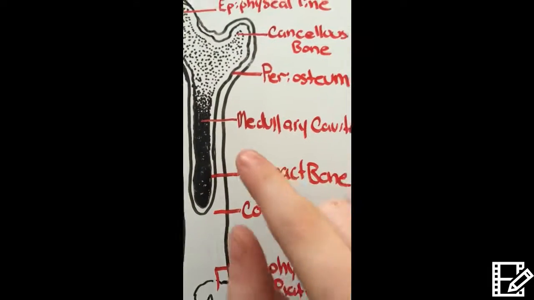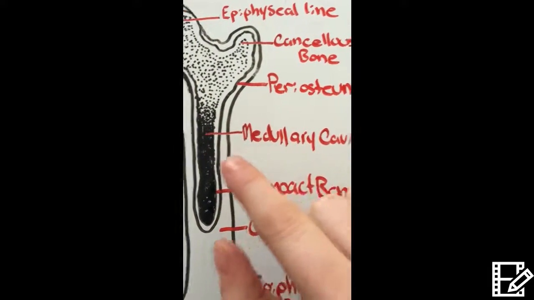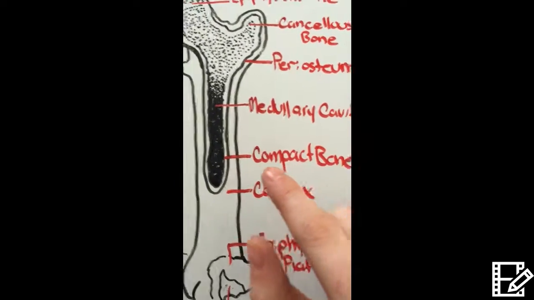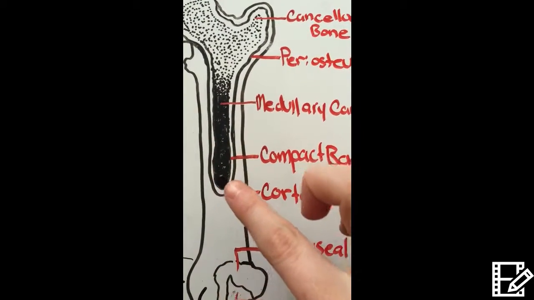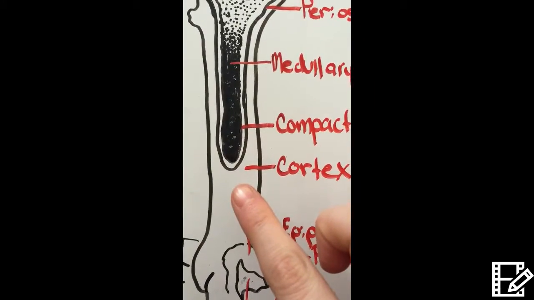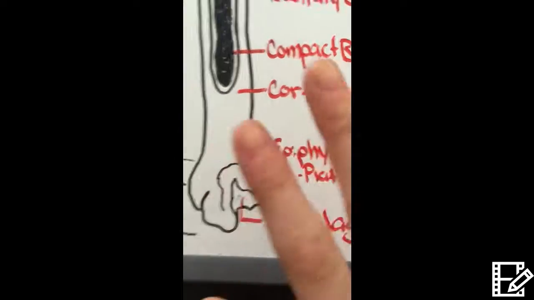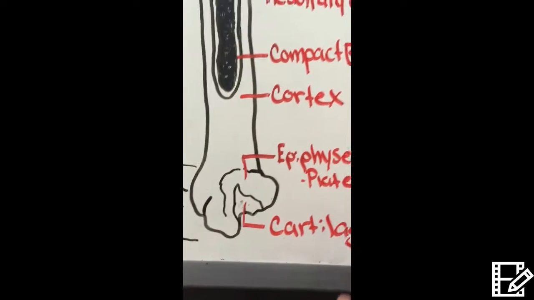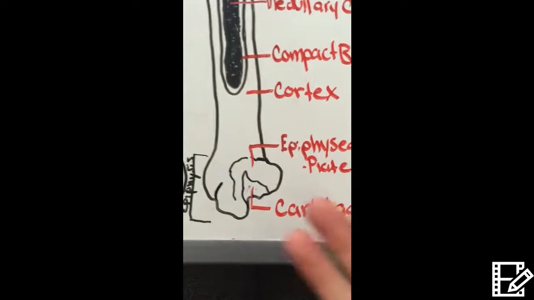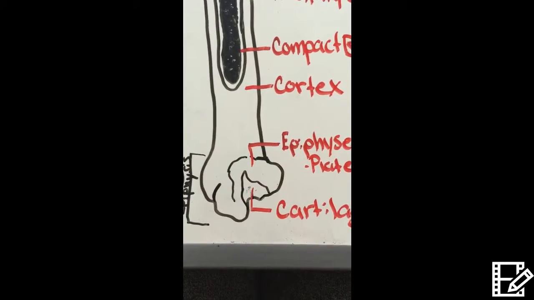Okay, then you have the medullary cavity. Then you have the compact bone here. Then you have your cortex. Then you have your epiphyseal plate, which you can see is on the bottom of the epiphysis. And then you have your cartilage, which is on the very bottom of the bone.